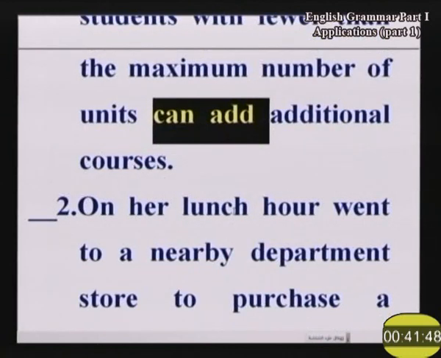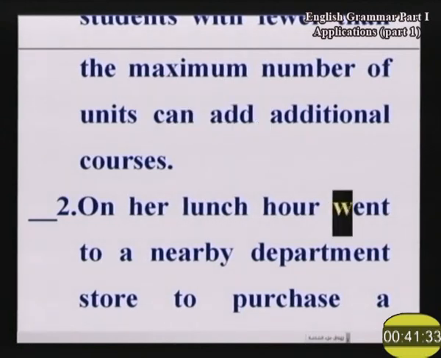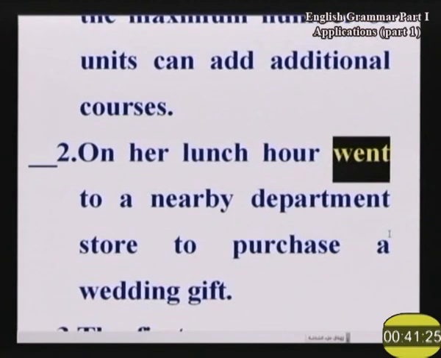on her lunch hour. لسه ما جتش لجزء اساسي في الجملة. on her lunch hour دي عندي on preposition اللي جاي بعدها object of the preposition. went. طيب went is a verb. طيب فين السبجكت؟ انا ما عنديش هنا subject. went to a nearby department store to purchase a wedding gift. احنا قلنا ان اهم حاجة عندنا هي the subject and the verb.